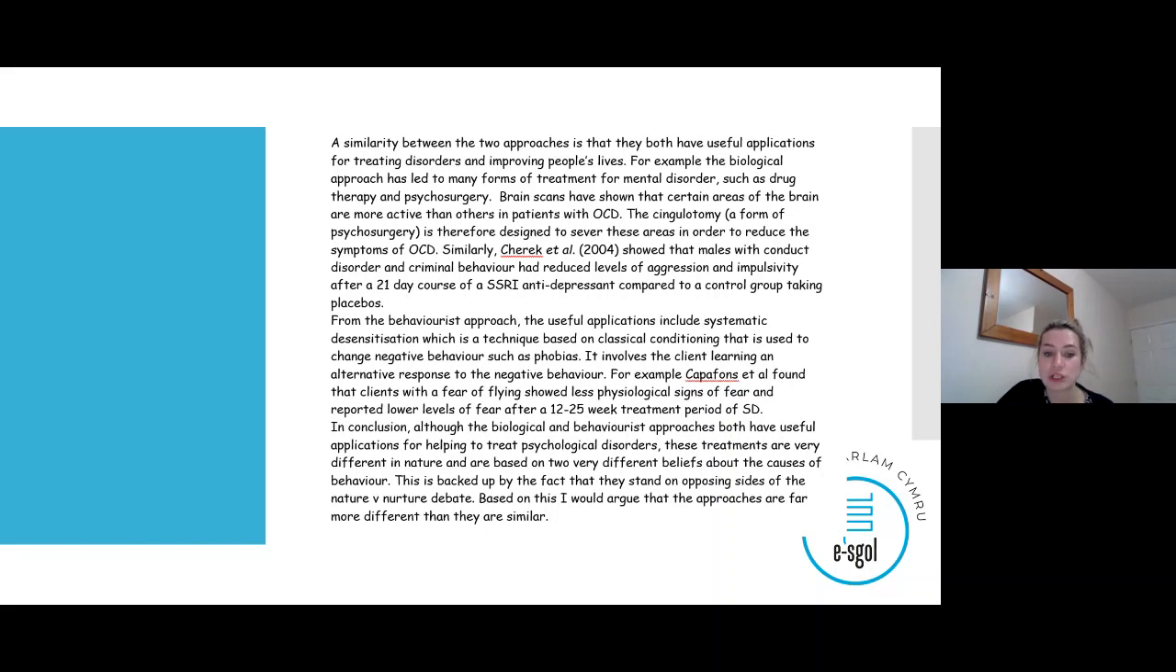Now we're looking at the conclusion. It says, in conclusion, although the biological and behaviourist approaches both have useful applications for helping to treat psychological disorders, these treatments are very different in nature and are based on two very different beliefs about the causes of behaviour. This is backed up by the fact that they stand on opposing sides of the nature-nurture debate. Based on this, I would argue that the approaches are far more different than they are similar. So they've come to, again, a really lovely conclusion.